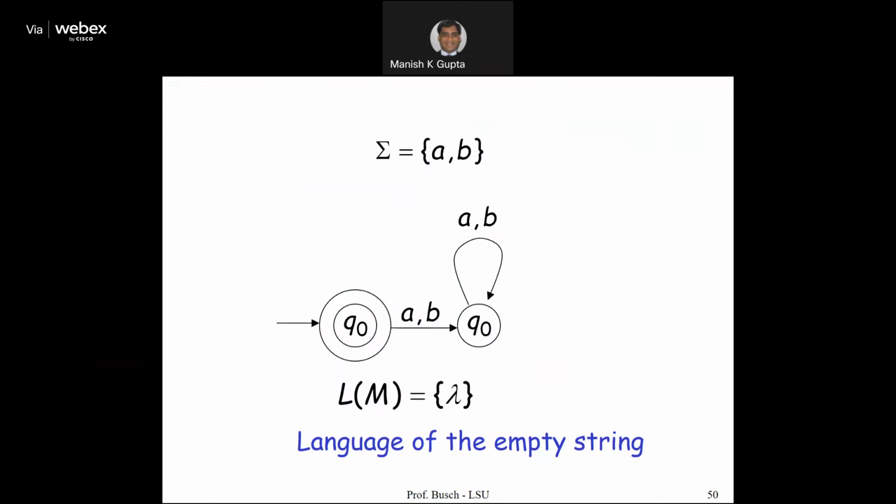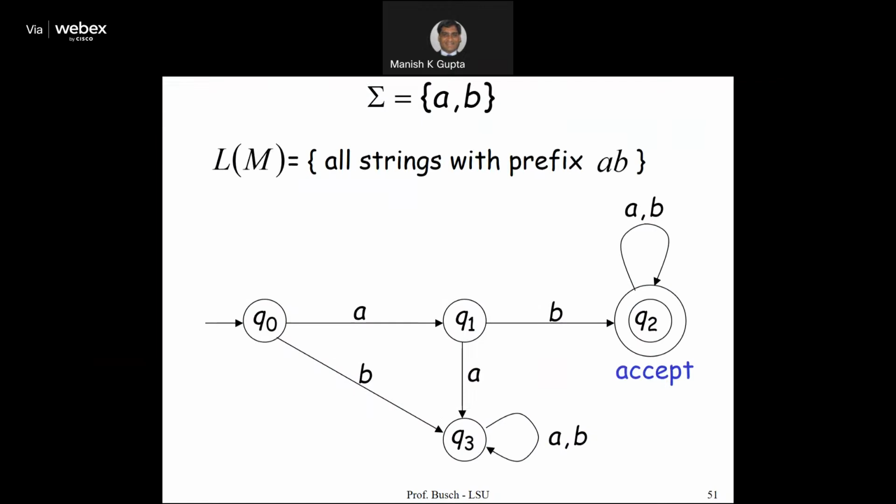Now I think I talked about one way. From the DFA, I showed you the language. Now I will give you one example of a language and how to construct the DFA. Okay, the reverse. So sigma is A comma B. Language is given to you: all strings with prefix AB. Now listen carefully. How do we construct the machine DFA? All strings with prefix AB.